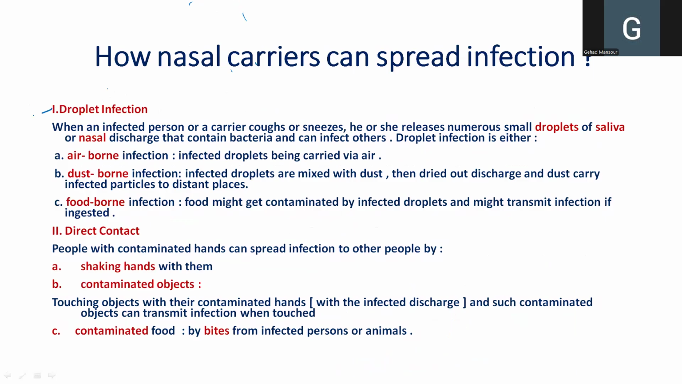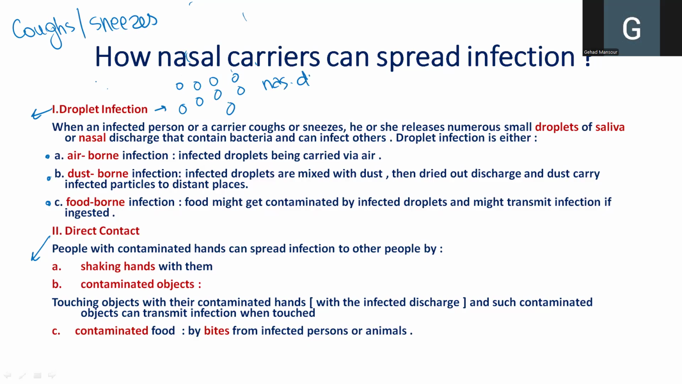So we have droplet infection and direct contact. Droplet infection occurs via air or via dust or via food. And droplet infection simply means that the patient coughs or sneezes. So you have to start by this. The patient coughs or sneezes, and then releases droplets in air, and those droplets of nasal discharge or droplets of saliva will be spread.